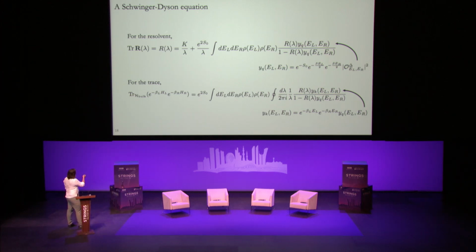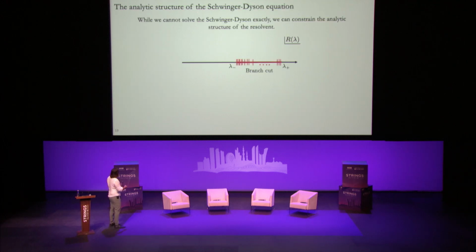Now, in principle, we are just tasked with solving this equation, finding the resolvent, and plugging it into the second equation, and that gives us the trace for any value of k. However, we cannot actually solve the Schwinger-Dyson equation exactly. Instead, we can just constrain its analytic structure.